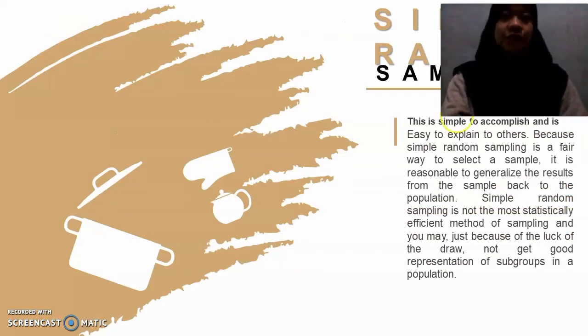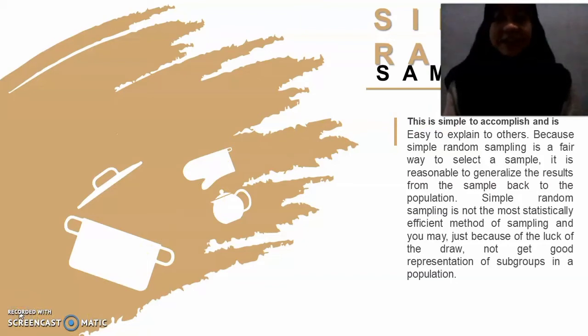First, we are going to try to understand simple random sampling. It is simple to accomplish and easy to explain to others, because simple random sampling is the purest way to select a sample. It is reasonable to generalize the result from the sample back to the population. Simple random sampling is not the most statistically efficient method of sampling, and you may, just because of the luck of the draw, not get good representation of subgroups in the population.